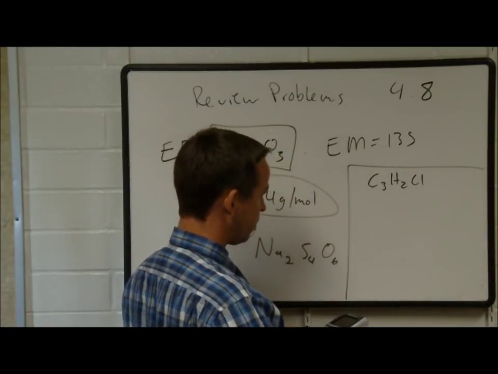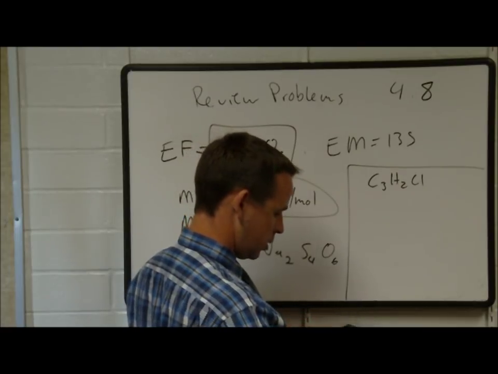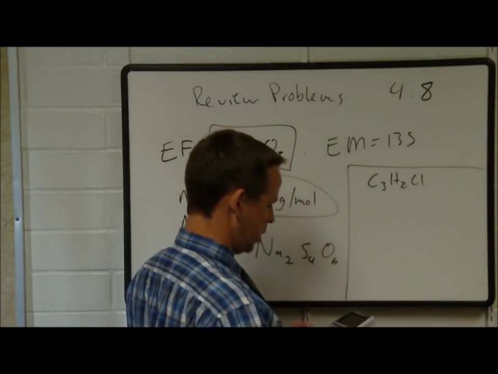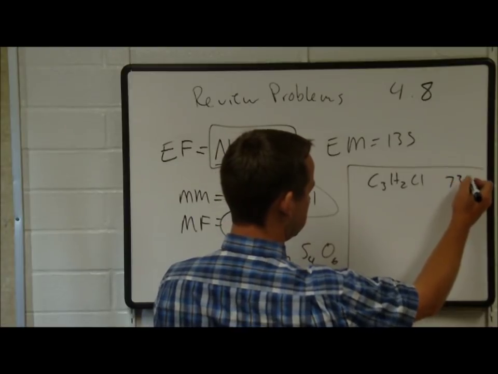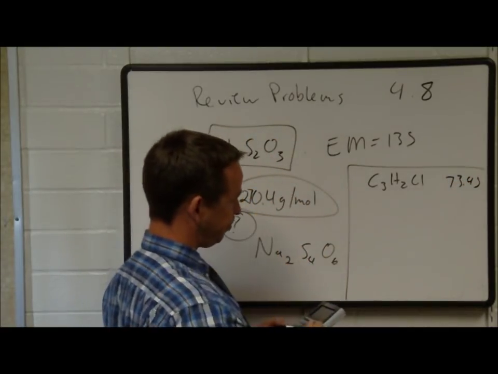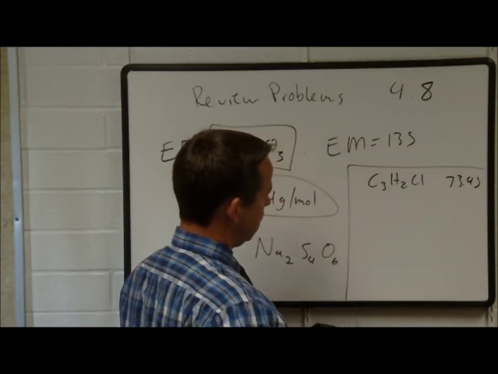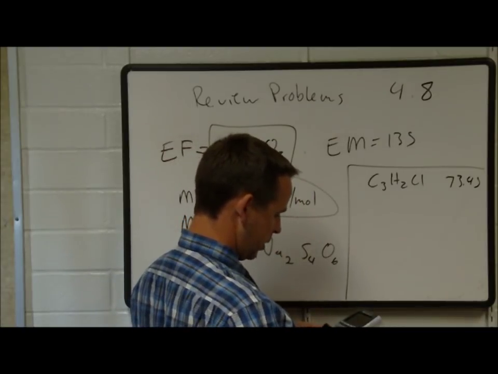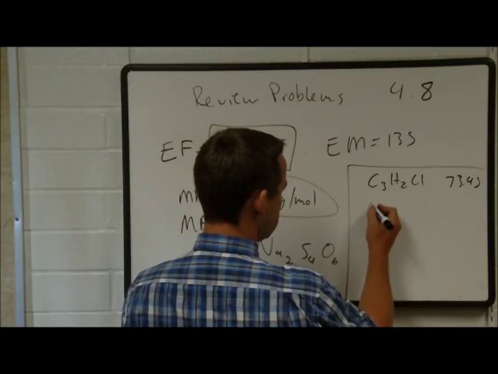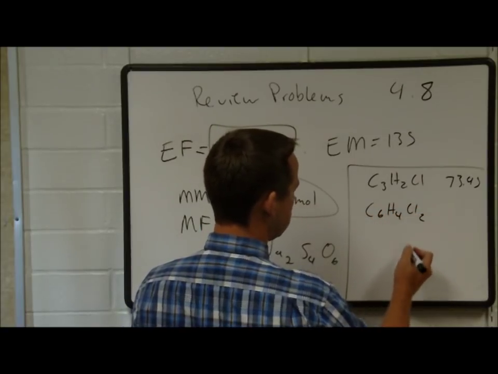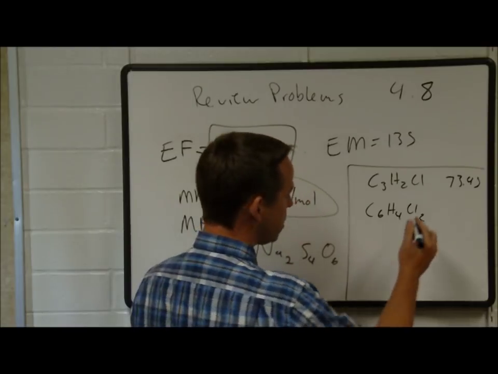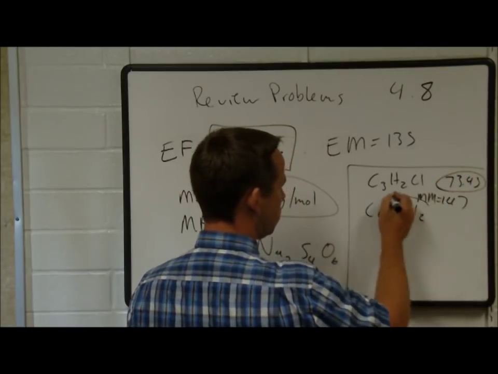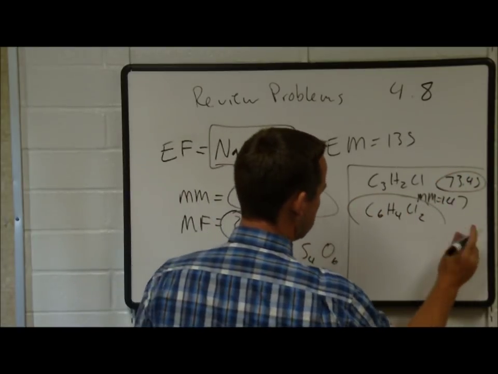12 times 3 plus 2 plus chlorine is 35. Double check, 35.45. So I'm getting 73.45 about. And it says the molecular mass is 147. So 147 divided by that value, and that's again 2. So this is C6H4Cl2. Because the molecular mass, which was 147, and the empirical mass was half as much. So the new molecular formula has to be twice as much, right?